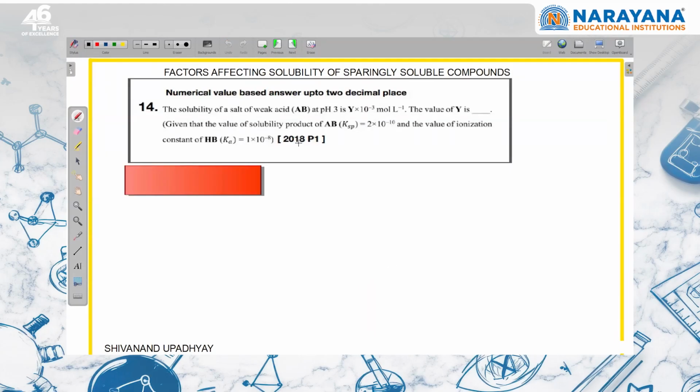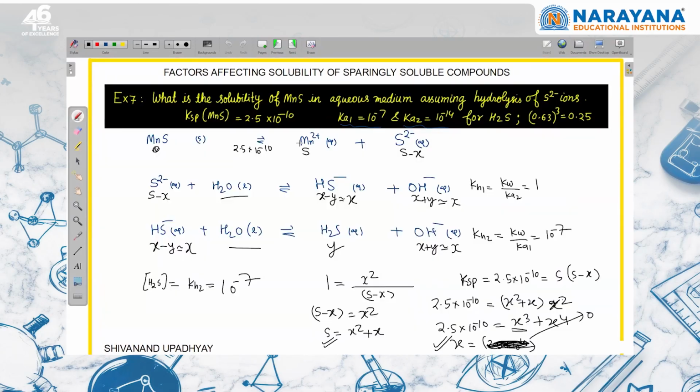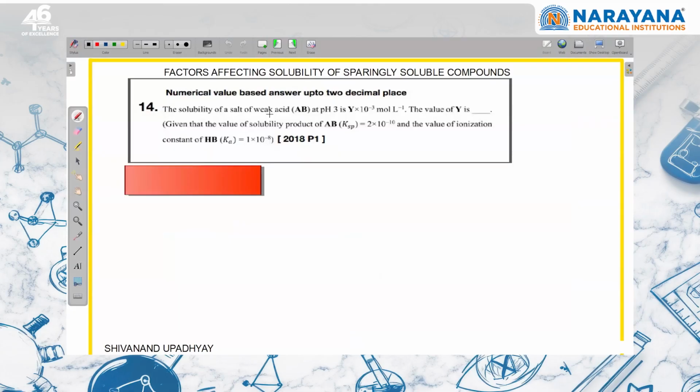So this question is based on this same concept, concept of hydrolysis, right? The solubility of salt of weak acid, right? AB at pH 3. So you can see here that this is a sparingly soluble salt, and they have given the solubility is y into 10 to the power minus 3. The value of y is given that the value of solubility product is very less. This is the value of solubility product. So this salt is there. This salt will ionize to form A plus in aqueous state plus B minus ion in aqueous state. And the Ksp value of this salt is there.